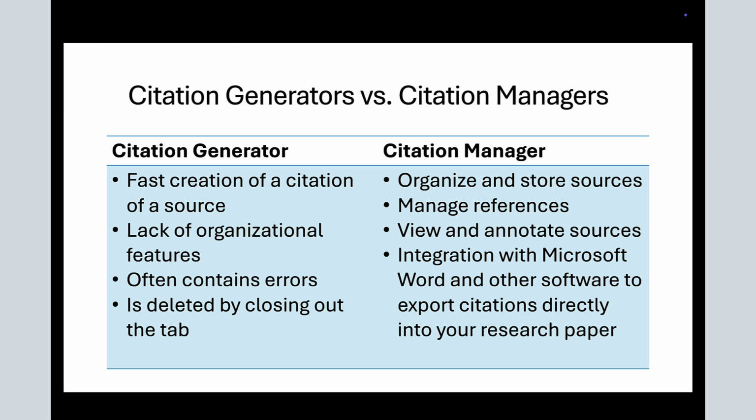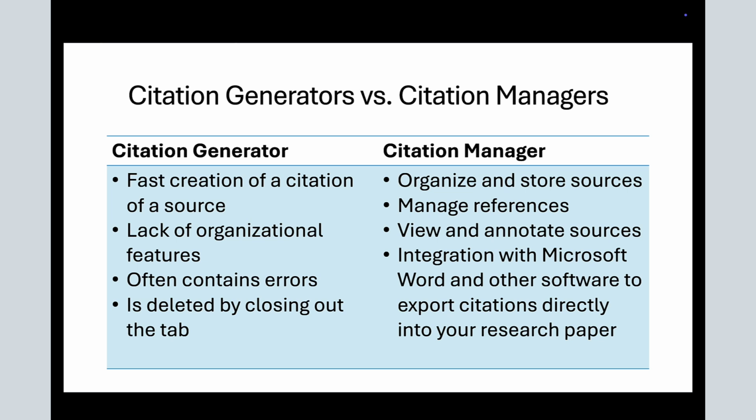Citation generators, in comparison, create one citation at a time, usually from a form you fill out. These often contain errors like missing information or incorrect formatting. These do not save your work and lack organization. Once you close the tab, your work is gone.